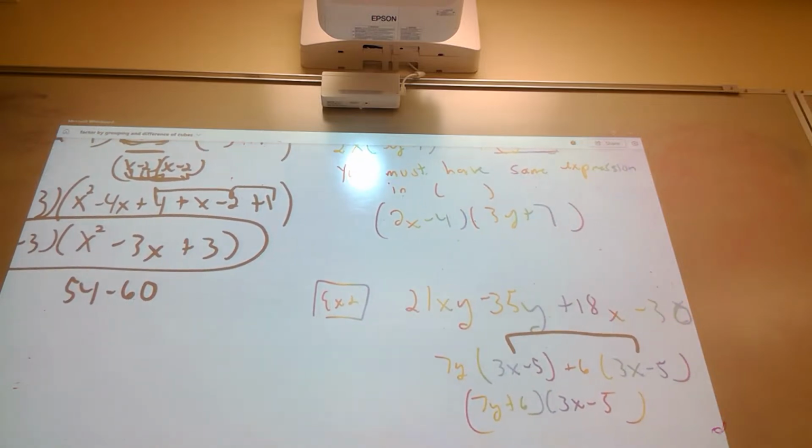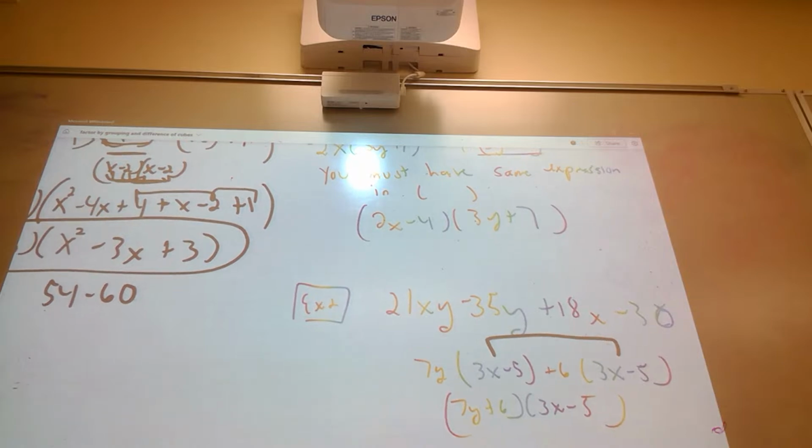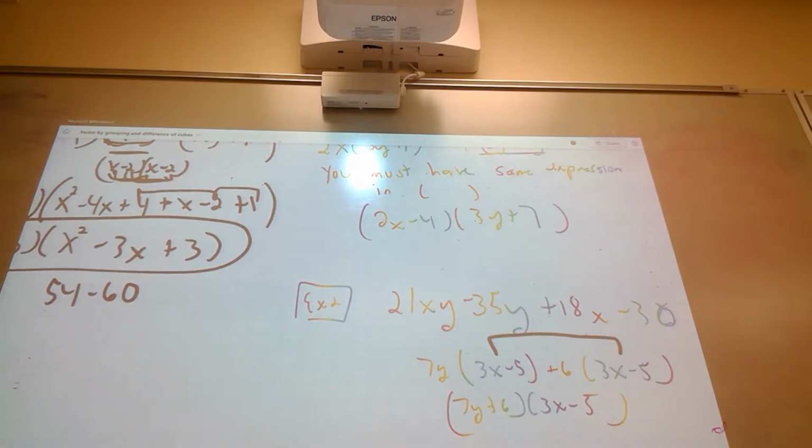21xy plus 18x minus 35y minus 30. Actually, you'll get the idea why I'm doing it. This should look familiar, right? We're doing the same problem in a different order. So 21xy plus 18x. So pull out what 21xy and 18x have in common. And then pull out what minus 35 minus 30 have in common.